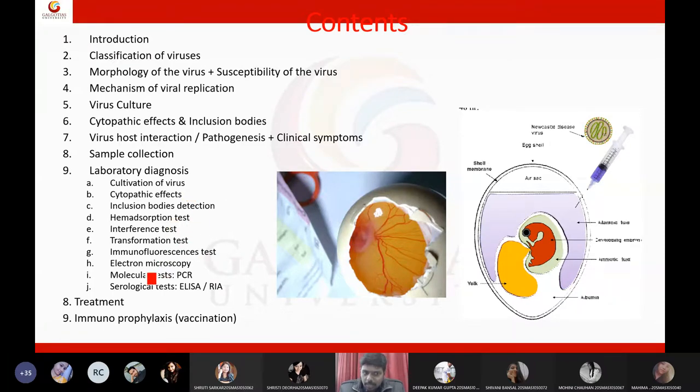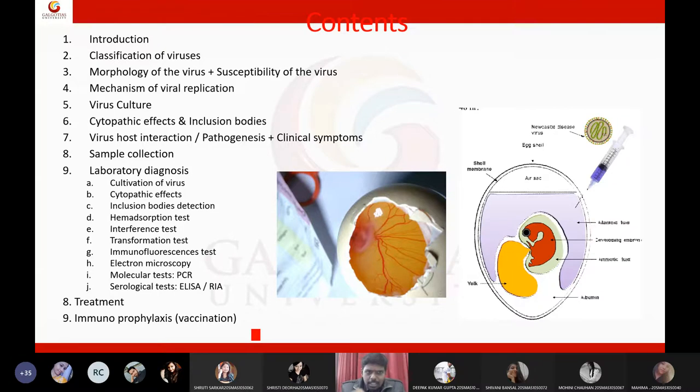And what PCR you can perform. Is it RT-PCR or normal PCR? Then we will go with the treatment and immunoprophylaxis. So if you satisfy these 10 points for an individual virus, that is virology. In order to satisfy these 10 points, first you need to know the basics. That is why I was discussing in detail the basics with you.